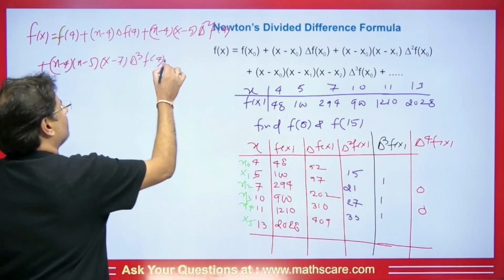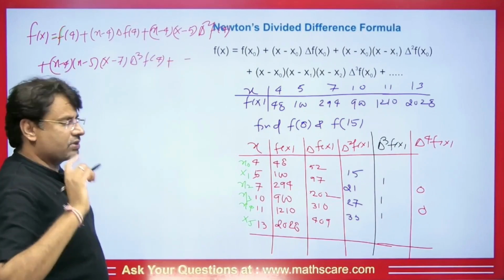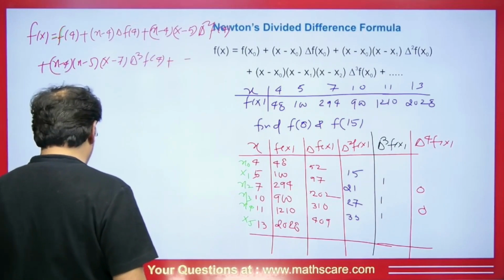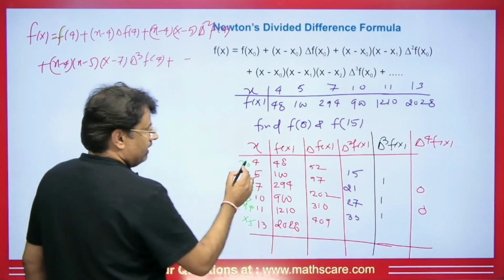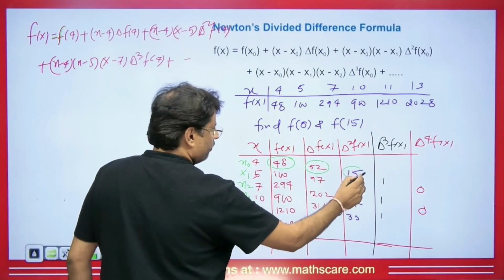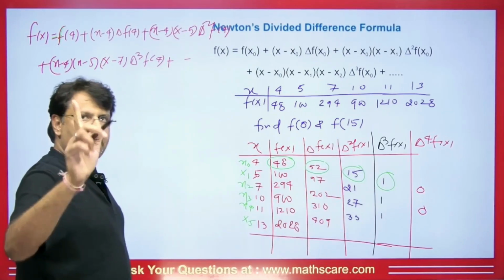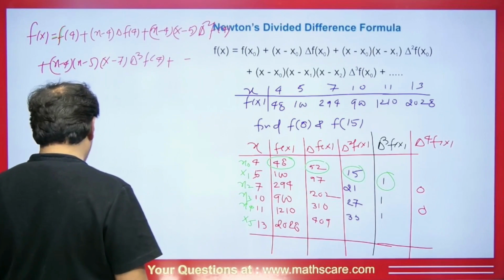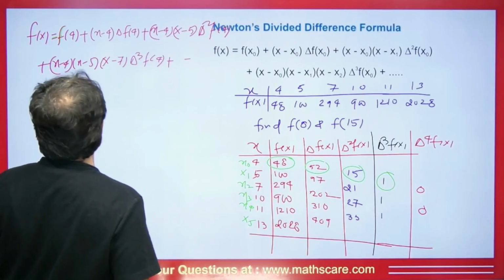So there is no need to write further, meaning we will write it up to here. Clear? You need to understand this. Now I want to tell you that if this is f4, pay attention. If this is f4, then this will be del f4, this will be del square f4, and this will be del cube f4. You need to pay attention. Is it clear?